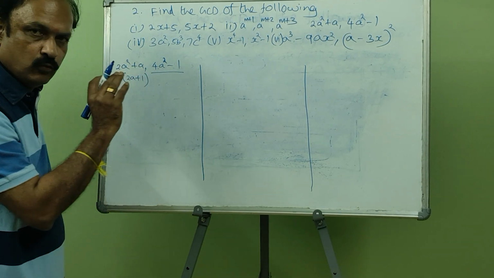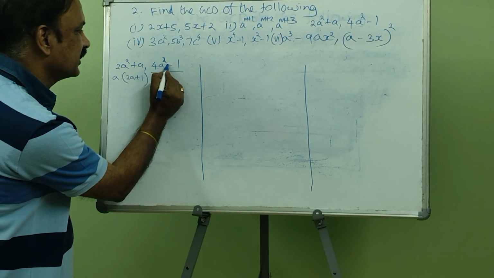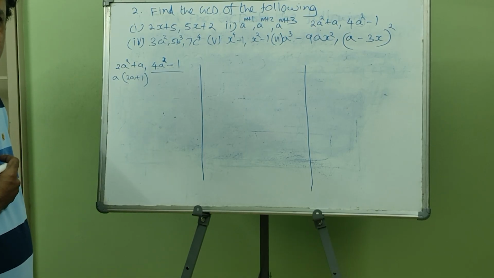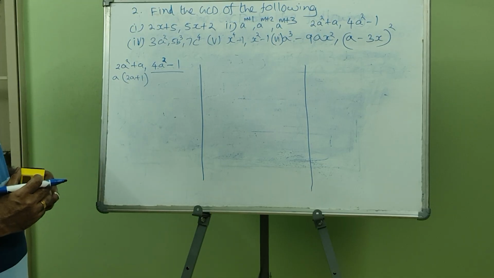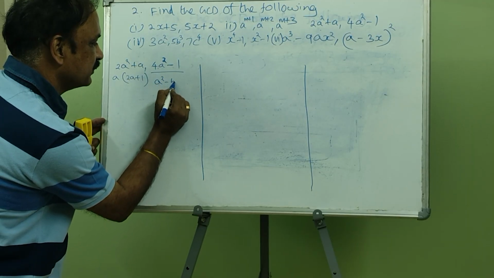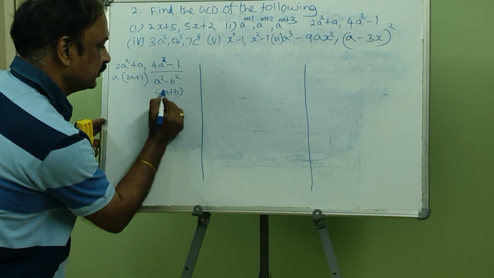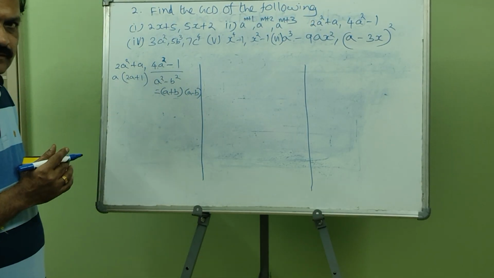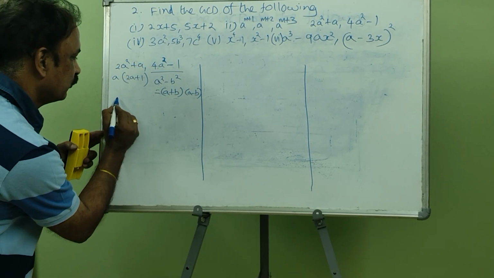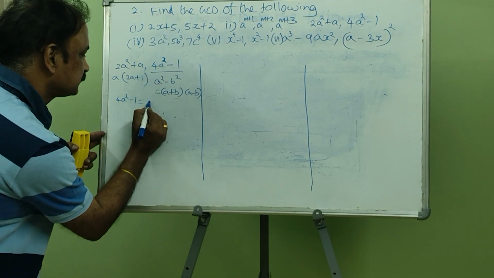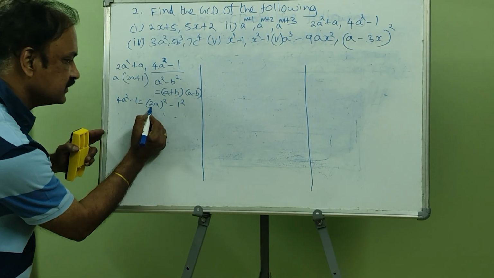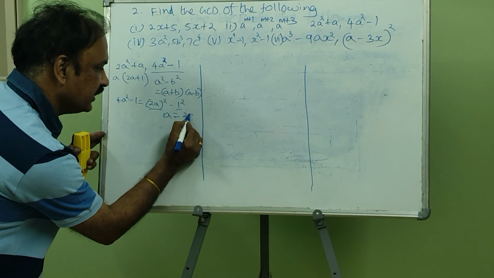But if you look at this term, what comes to your mind? There is a minus here and there is a square here. What identity comes to your mind? Can you just close your eyes and think, or just talk to your friend about it? I hope some of you have guessed it right. It is a square minus b square equals a plus b into a minus b. So how do you factorize this as a square minus b square? 4a square minus 1 will be 2a whole square minus 1 square. Here a is 2a and b is 1.